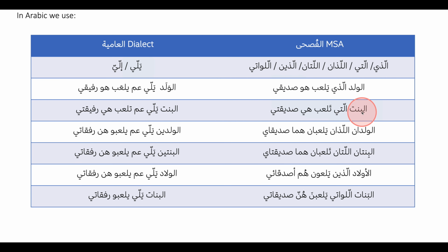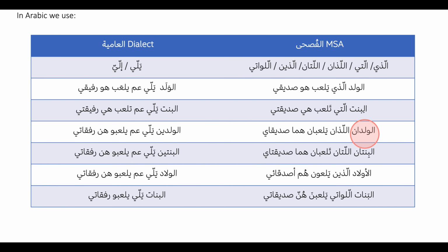The second sentence is feminine singular. البنت التي تلعب هي صديقتي. The girl who's playing is my girlfriend or my female friend. And in dialect we say البنت يلي عم تلعب هي رفيقتي. So it's pretty much the same, but we've got يلي and عم as an extra.